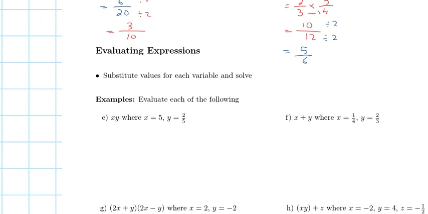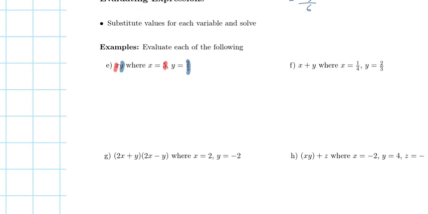So if I have x, y, they want you to evaluate x times y, where x equals 5 and y equals 2 over 5. So what do I do? Instead of x, what do I replace x with? 5. I replace it with 5, and I replace y with 2 over 5. Okay? And then what's happening between the x and y? There is multiplication. So it's going to be 5 times 2 over 5. Okay?